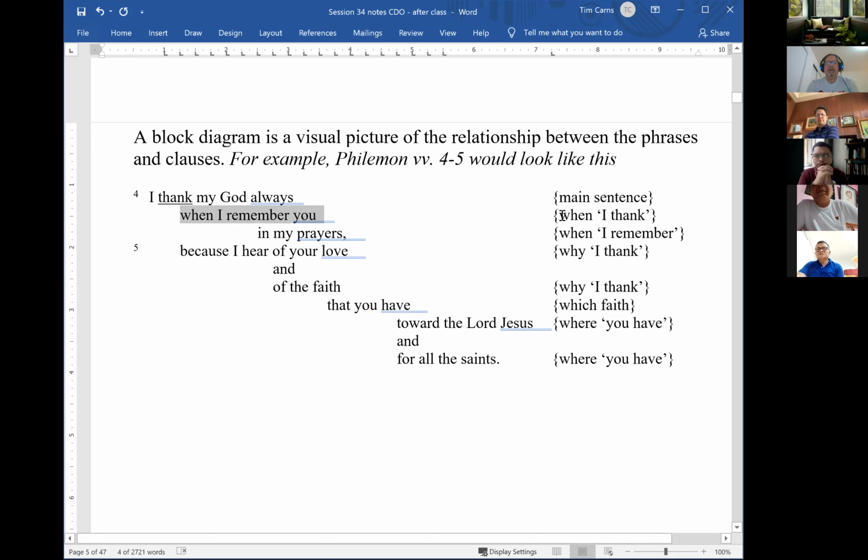And over here on the right, I tell you it's "when I thank." So it's describing when I thank my God. And so this diagram, as we've looked at in the past, gives us a visual picture of the relationship between these phrases and clauses. Now, what I wanted to do was step back and look at this a different way than we have before, because I think it might be helpful for some of you, because I know this diagramming still is a challenge.